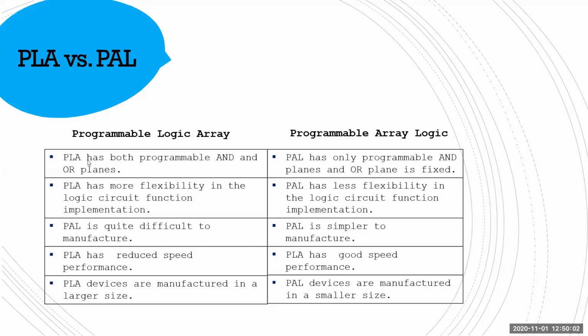So PLA has both programmable AND and OR planes. That means AND and OR, both of them are programmable. That means you can make connections in both cases. PAL, programmable array logic, has only a programmable AND plane, and the OR plane is fixed. That means you can only change the AND planes. The OR plane is pretty much fixed. You cannot do anything else here.